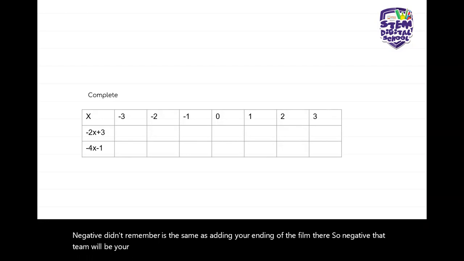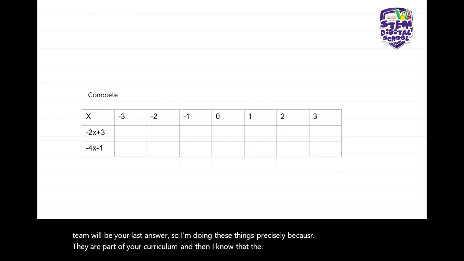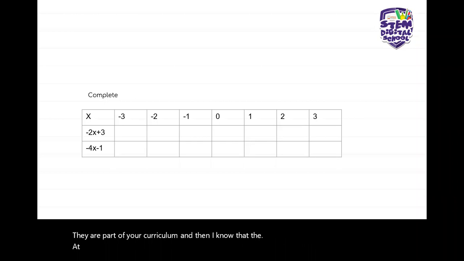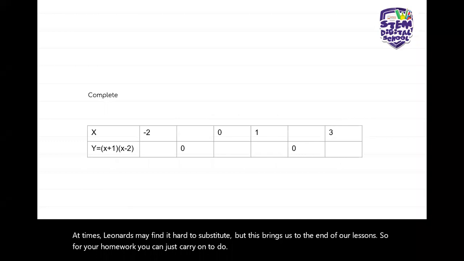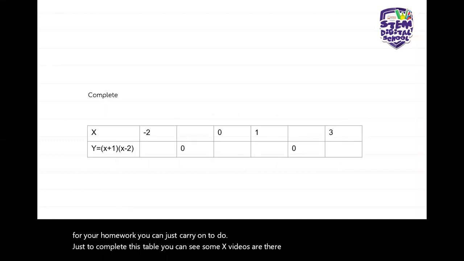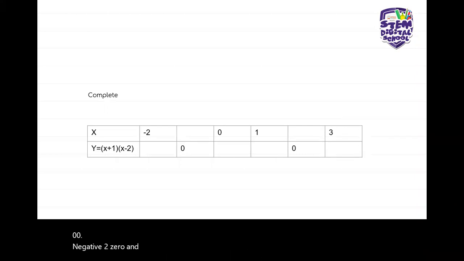So I'm doing these things precisely because they are part of your curriculum. And then I know that at times learners may find it hard to substitute, but this brings us to the end of our lesson. So for your homework, you can just carry on to complete this table. You can see some x values are there, and then we have some y values, 0 and 0, -2, 0 and 1 in the x values, and then you can find the missing values.